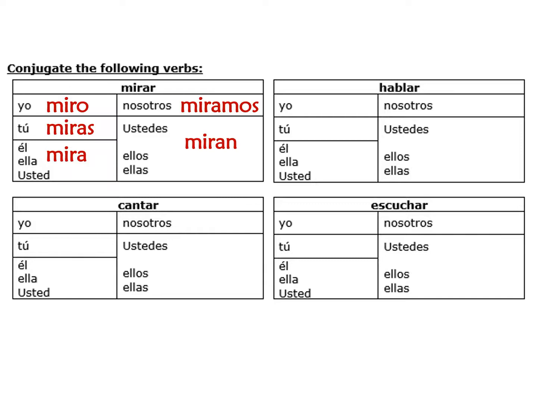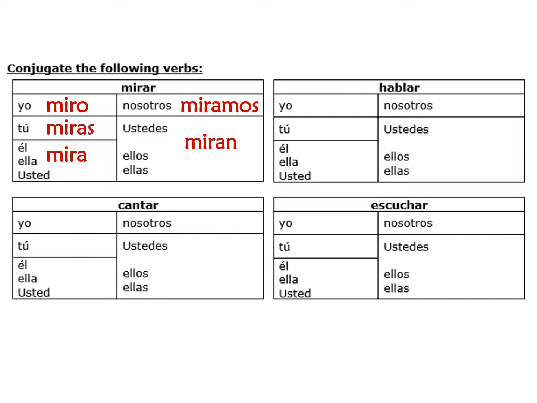So next we're going to look at hablar. Hablar is to talk. So we want to say I talk or I speak. We're going to take off the AR and start with habl. In fact, you can write habl next to all of the subjects in our chart. Yo habl, tú habl, él, ella, usted habl, nosotros habl, ustedes, ellos, ellas habl.